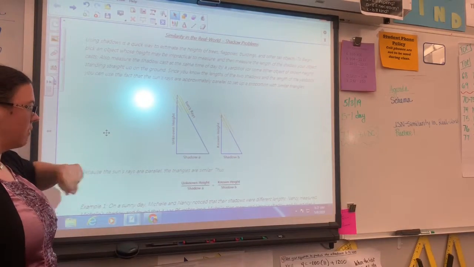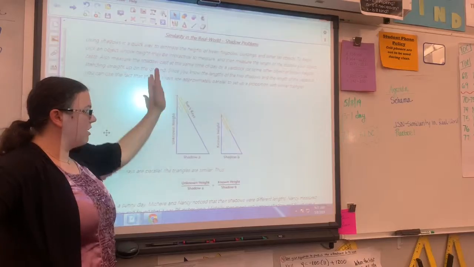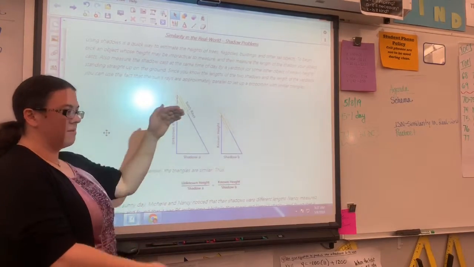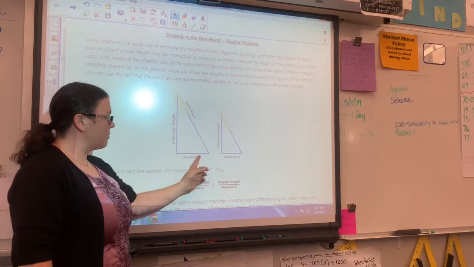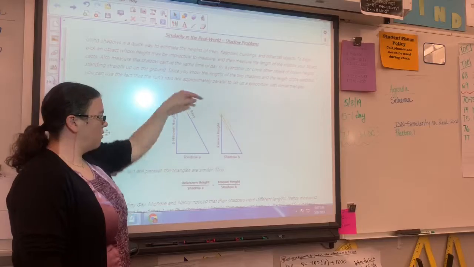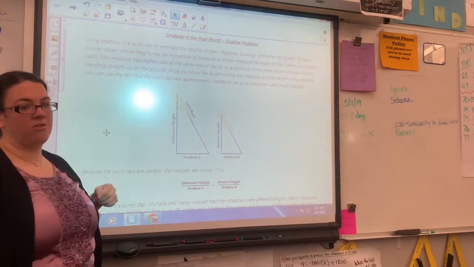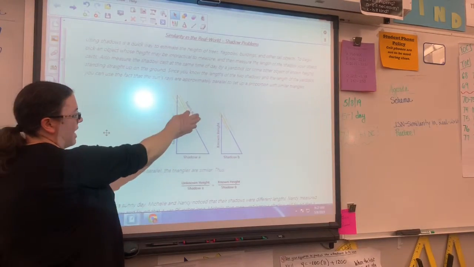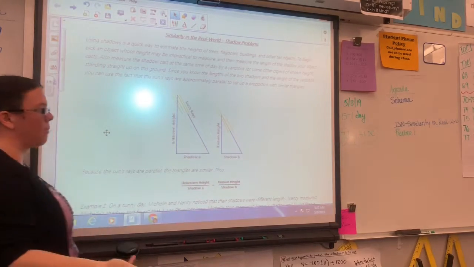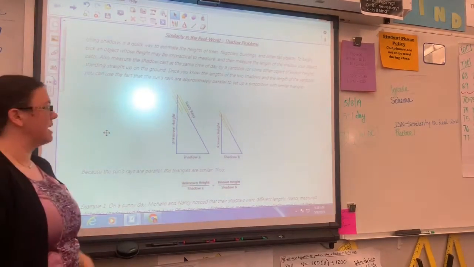So here's a picture of what we're talking about. Something that's really tall that I can't measure, something that I can measure, like a yardstick or something else that's easily measurable, and then measuring both of their shadows. If I know these two measurements, and I know one of the heights, I can use a proportion to find the other one. In the picture, they have the sun's rays coming down this way, saying that they're approximately parallel, because the sun is very far away.